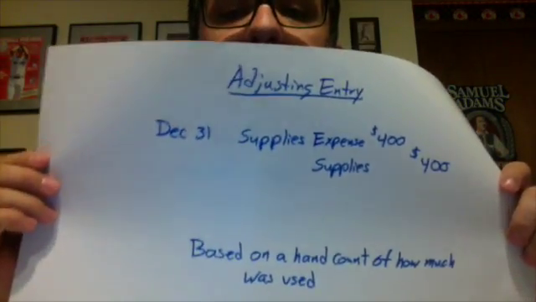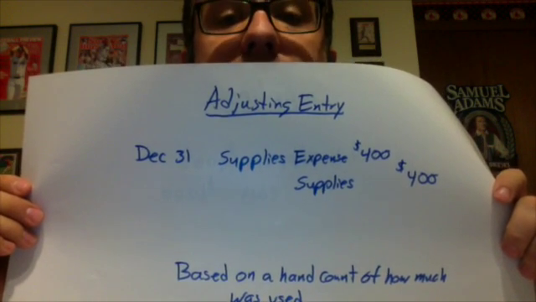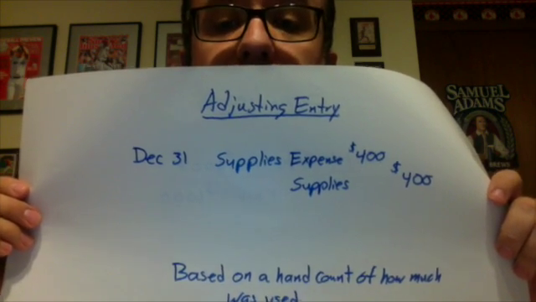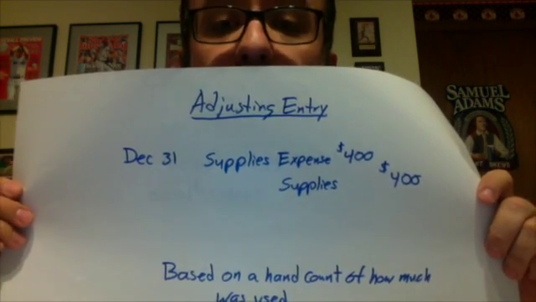Well, it turns out that they only have, say, $600 of supplies remaining. Well, they started with 1,000. They have 600 left. That means if you subtract them, that they used up $400 of supplies. This is all based on a hand count. So you would have an adjusting entry where you would debit supplies expense, hence, like prepaid, you're expensing the amount that you have used, and you will credit the supplies account to lower it to the amount that you actually have now.